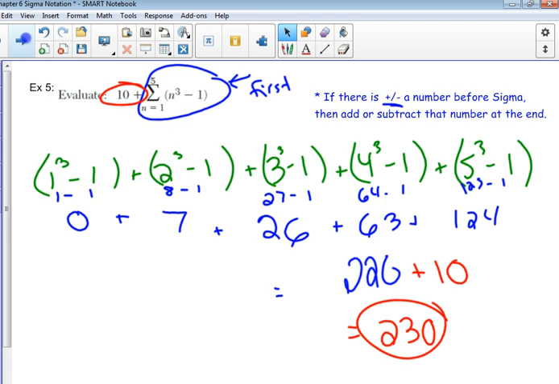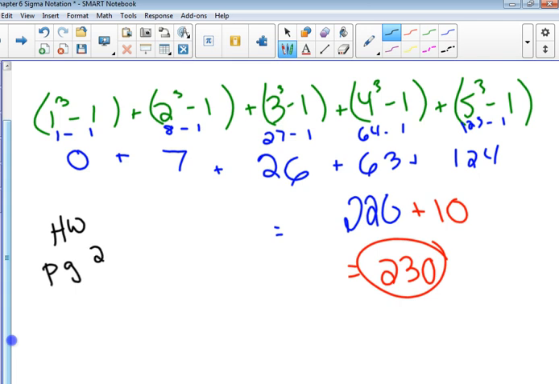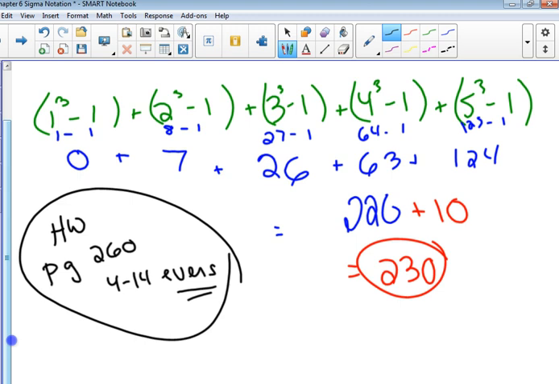Not too bad. I feel like you guys did pretty decent with it. Is it way easier than you thought it was going to be? No? Alright. Okay, so here's your homework. On page 260, 4 to 14, even. Please make sure you guys are just doing evens. Okay, not all of them.